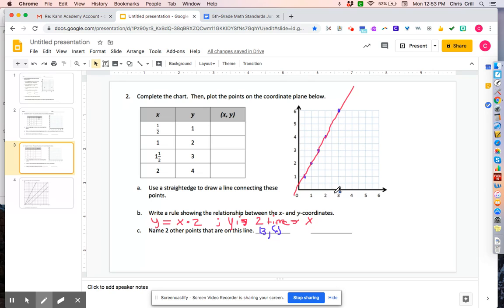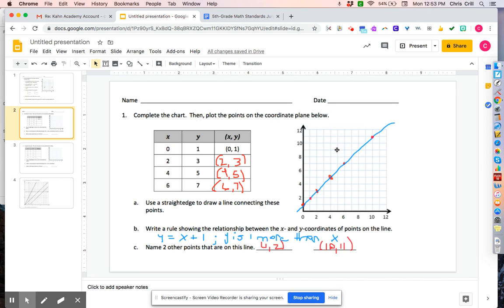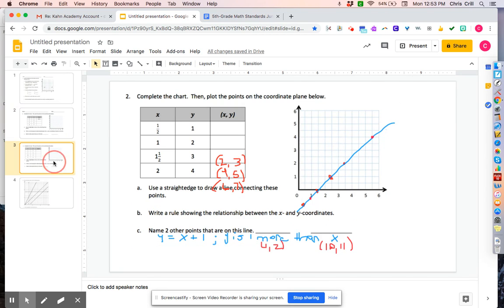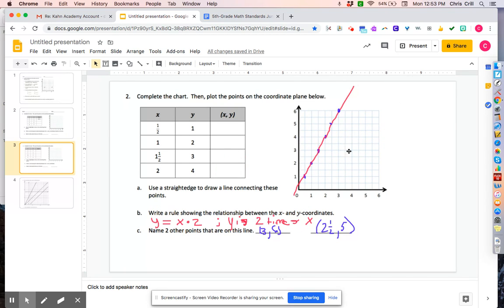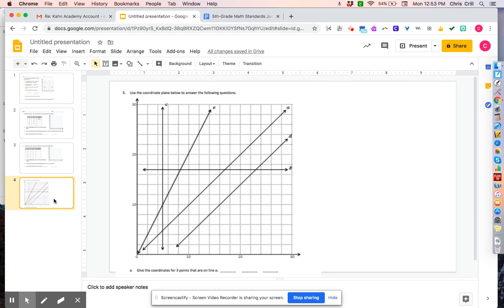So let's go to 2.5. 2.5 here. Well, 2.5 doubled is 5. 2.5 times 2, and there's our 5. So we have 2.5 and 5 as 2 more points that could be on that line. Okay, notice this line is a little steeper than this line. Do you see that? So it seems like when we multiply, it affects how steep our line is.